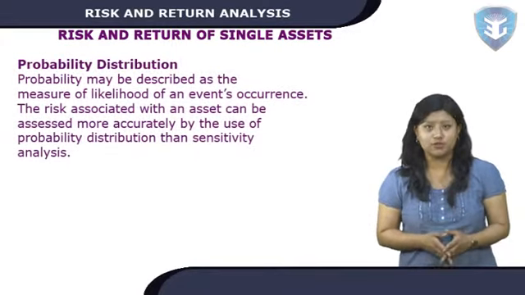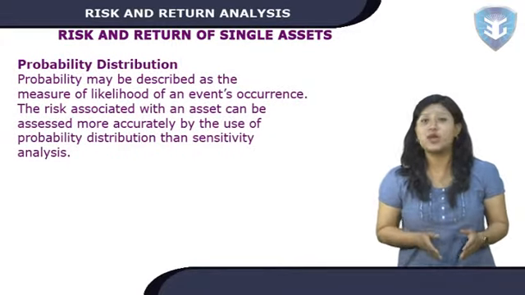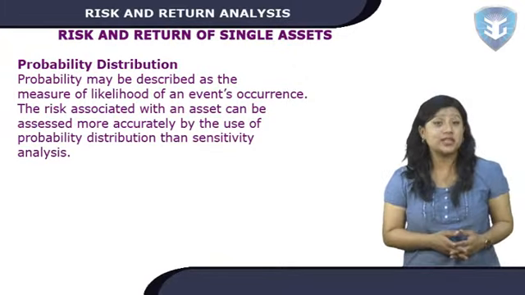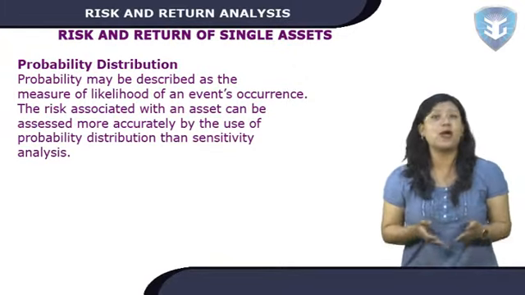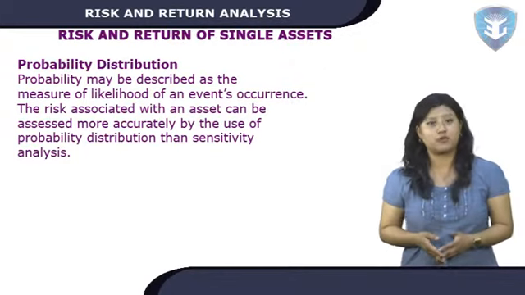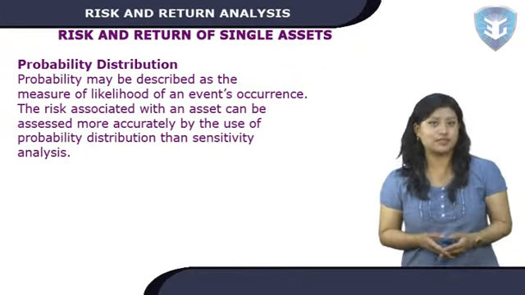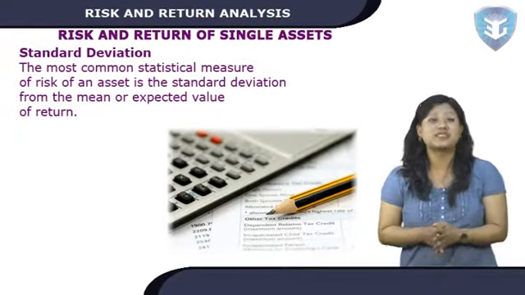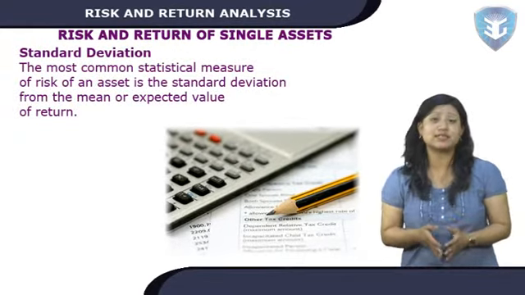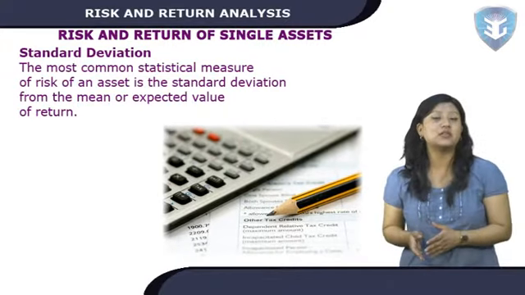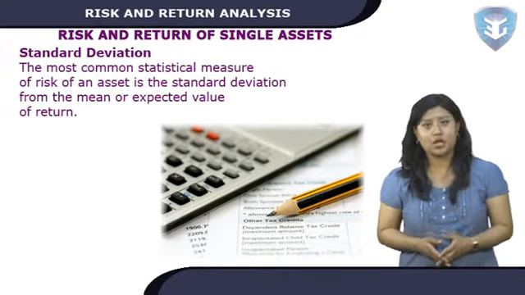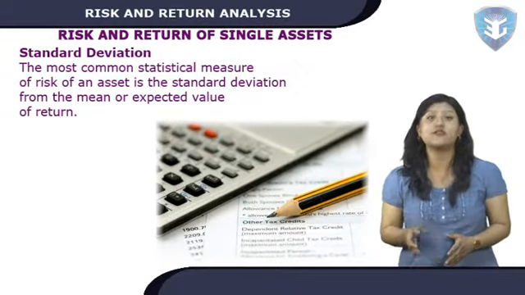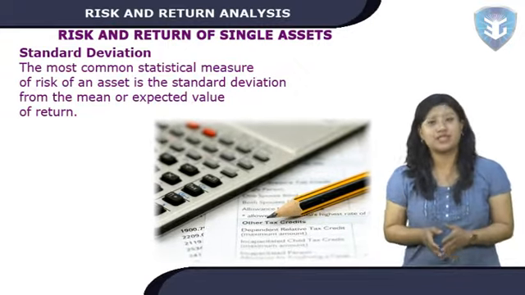Probability distribution. Probability may be described as the measure of likelihood of an event's occurrence. The risk associated with an asset can be assessed more accurately by the use of probability distribution than sensitivity analysis. Standard deviation. The most common statistical measure of risk of an asset is the standard deviation from the mean or the expected value of return. It represents the square root of the average squared deviations of the individual returns from the expected returns.